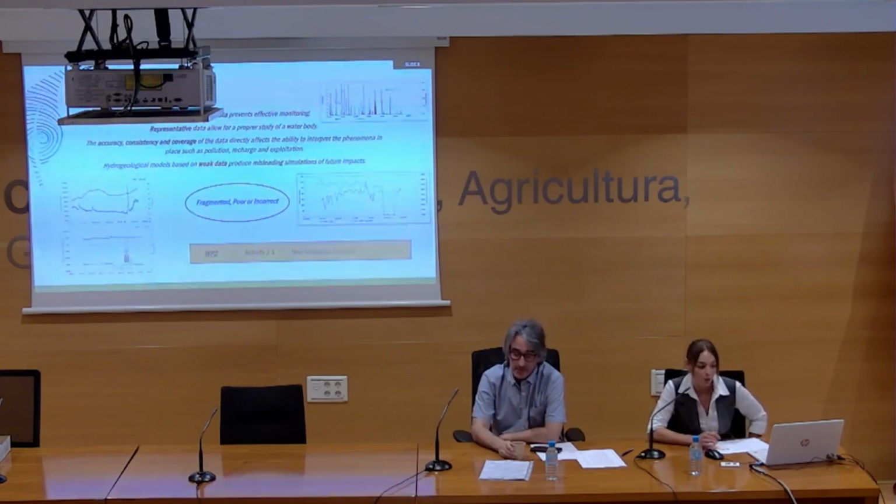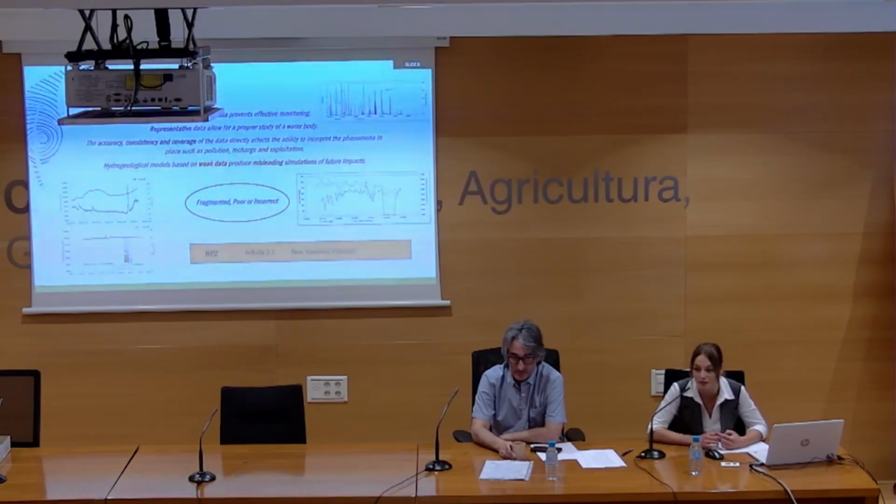So what do we mean by weak data? We mean data that are fragmented, that are poor or incorrect, and those prevent a proper interpretation, even for experts. So that's why we have this task of rewriting a new sampling protocol, because maybe by improving the methods of collecting water samples, we can also improve the data and the successive analysis in the laboratory, and reduce the errors that are occurring right now.